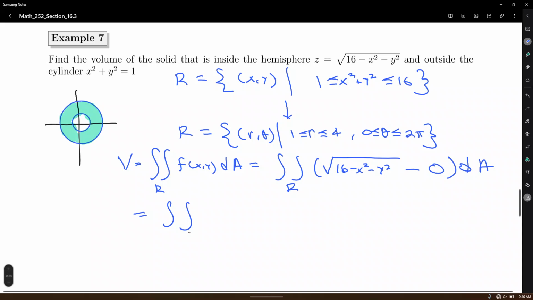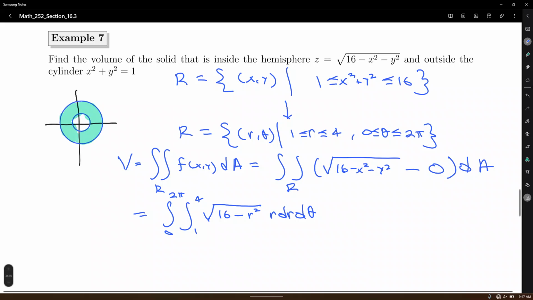Now let's go about polar. 1 to 4 and 0 to 2 pi. The square root of 16 minus x squared minus y squared becomes the square root of 16 minus r squared, and dA becomes r dr d theta. Do you see how we wouldn't have been able to evaluate the double integral? Well, actually it would have been possible, because maybe we can set up a trigonometric substitution with 2 variables. That's possible. Sounds weird, but if you think about it, it's doable.